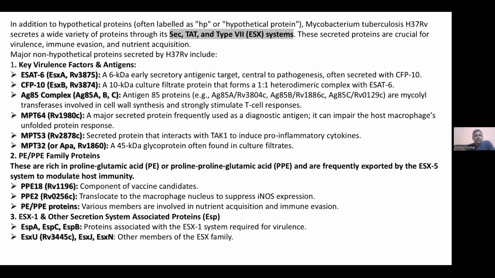So ESAT6 and CFP10, two genes which interact together, and both of them enhance the pathogenesis of Mycobacterium. Others are the Ag85 complex, which includes Ag85A, B, and C. Antigen 85 proteins are mycolyl transferases involved in cell wall synthesis and strongly stimulate T cell responses. Then MPT64 is there, which is a major secreted protein frequently used as a diagnostic antigen. It can impair the host macrophages' unfolded protein response.